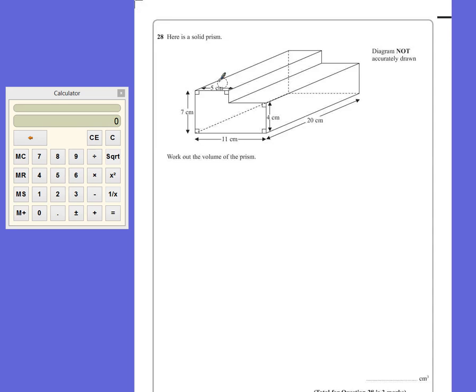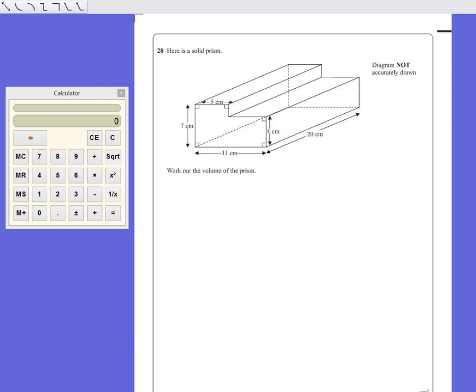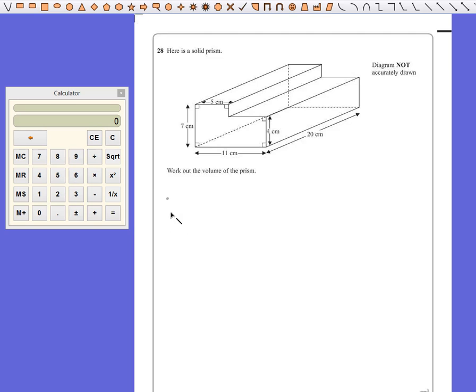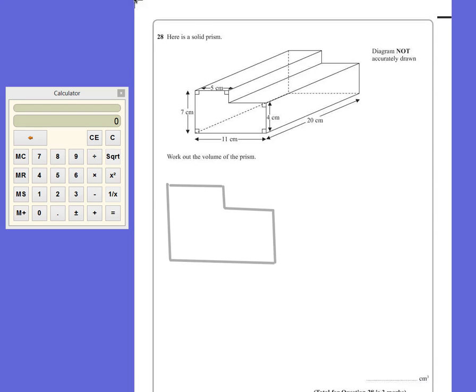So first off, we need the area of the cross section. Now this is a compound rectangle, so I'm actually going to draw this out again to make it a little bit easier for us to calculate with. So I've got this compound shape which is made from two different rectangles. It could be split in a lot of different ways, but to make my life quite simple, I'm just going to choose to split it down this way, which has two rectangles next to each other.